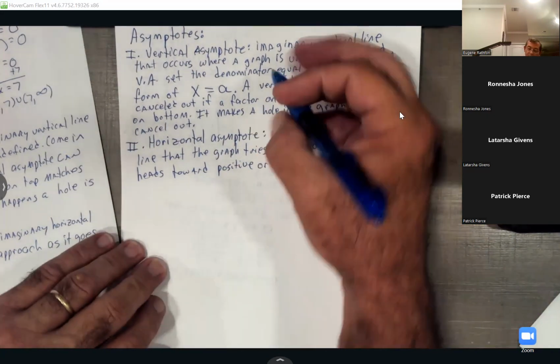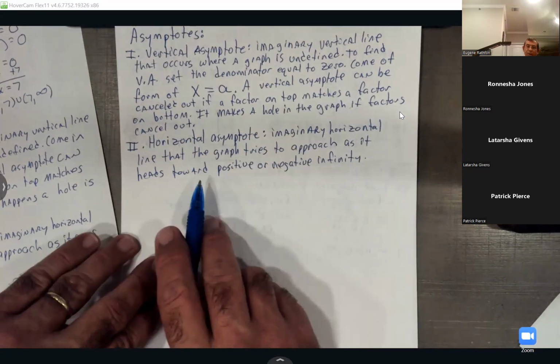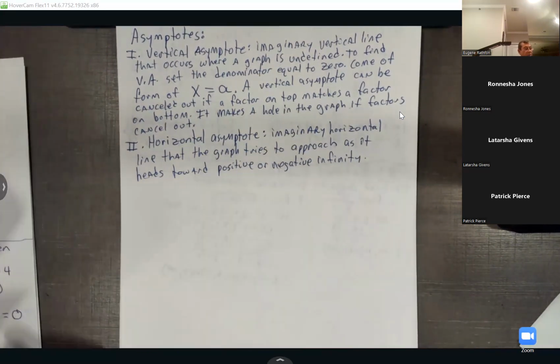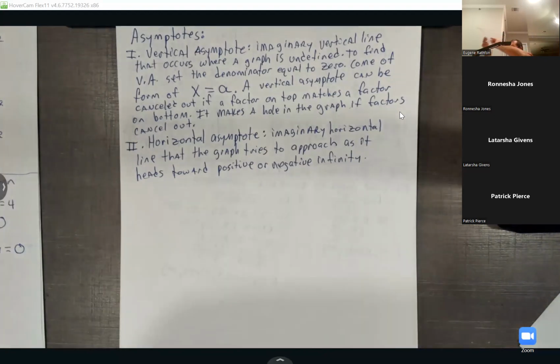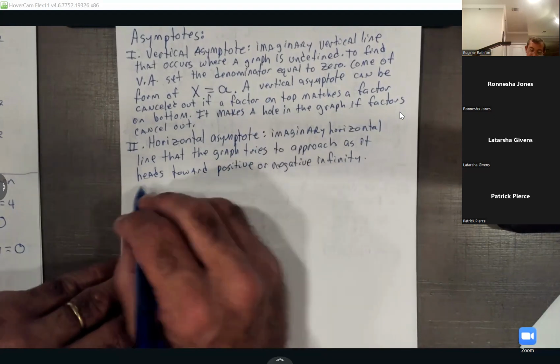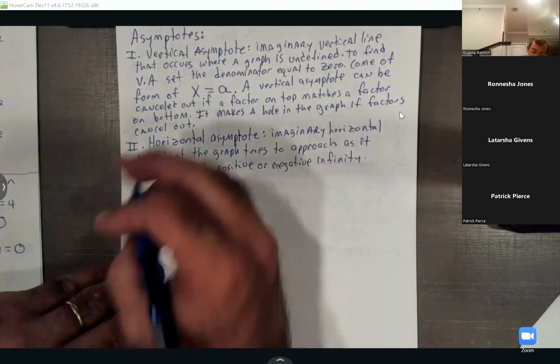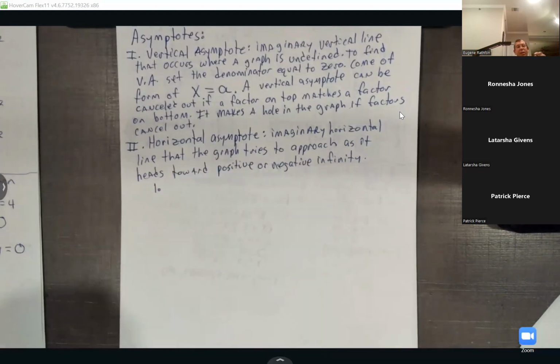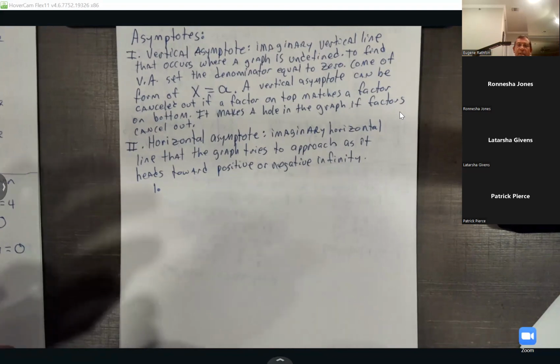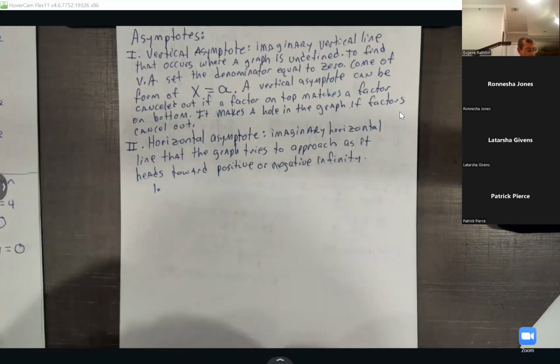Okay, so verticals will be straight up and down, horizontals will be flat across. Now here's the thing about the horizontals. When I did the verticals, I set the bottom equal to 0, but for horizontal asymptote, you got 3 cases. And we look at the degree of the top and the degree of the bottom. So remember, the degree is the highest exponent, okay?